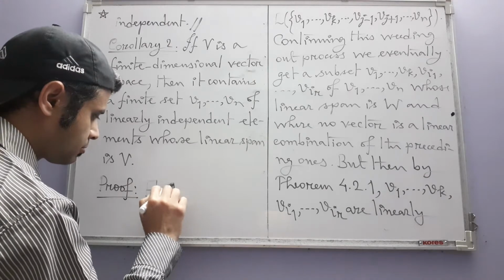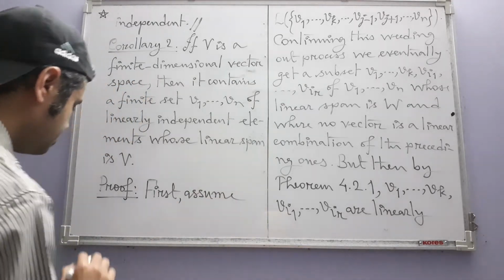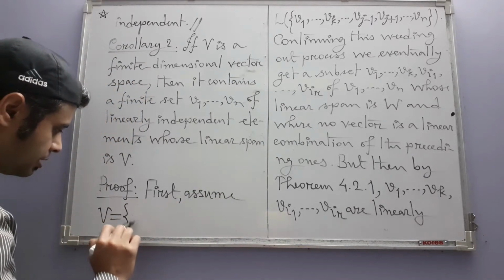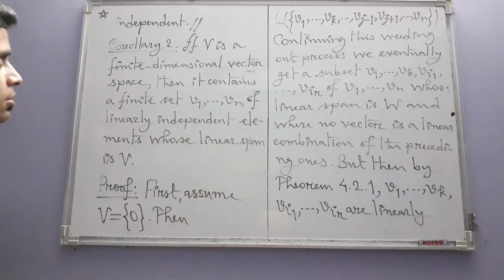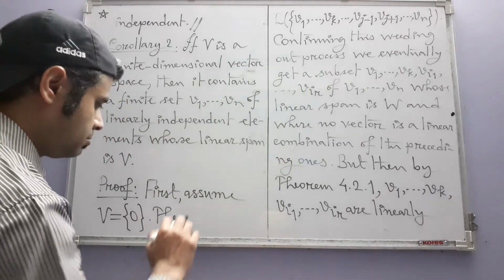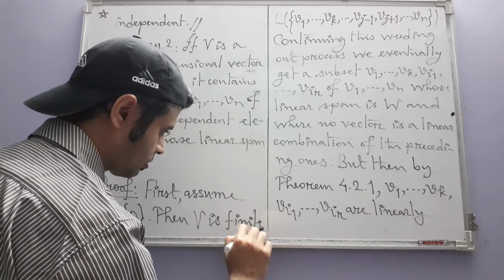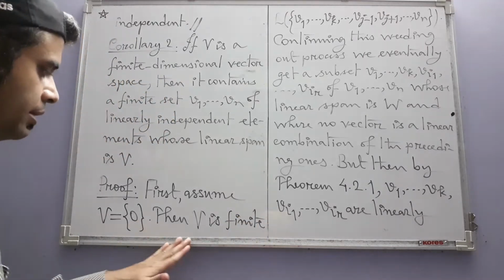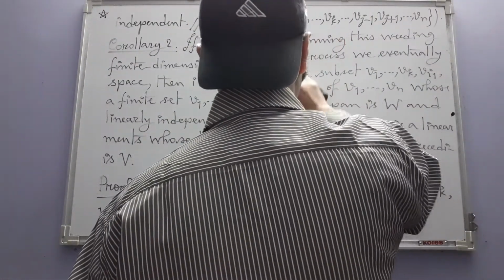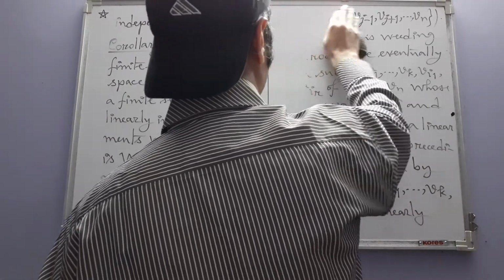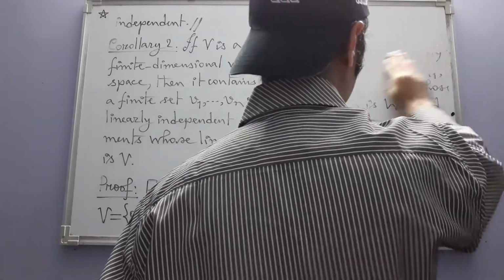First, assume V to be the zero space. Then V is the zero space. In this case, why is V finite dimensional? That also must be ascertained, because otherwise it would not come under the cases where this theorem, this corollary, is applicable.